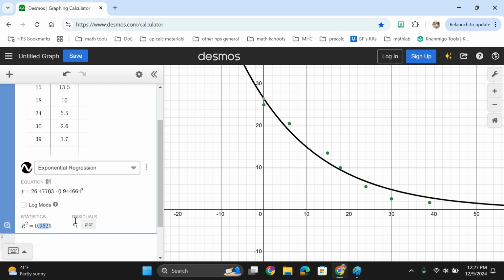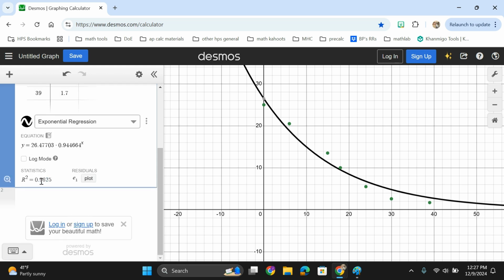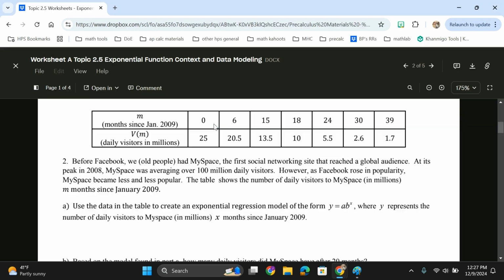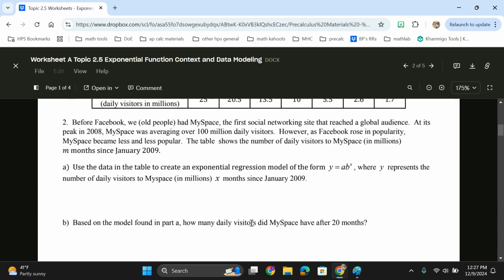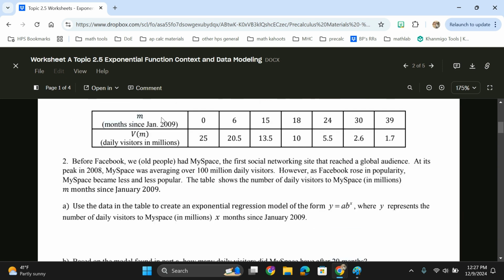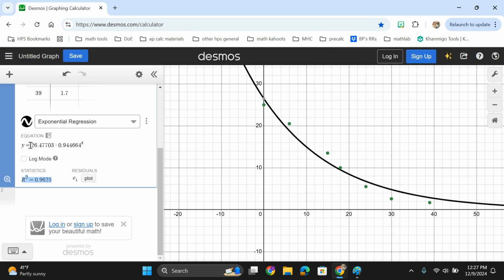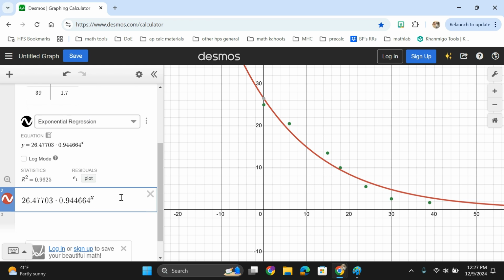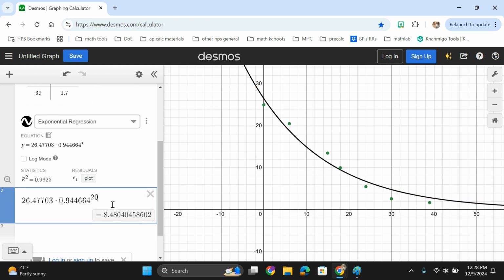This r squared, that's like a measure of our accuracy. The closer to 1, the better. So 0.96, that's like 96% accurate. And what do we do with this? Well, based on the model found in part A, how many daily visitors did MySpace have after 20 months? 20 months? Well, remember, my input is months. So now I can actually, let me see, can I copy this? Control paste. That just means I'm going to change this to 20. So 8.48 is my answer.